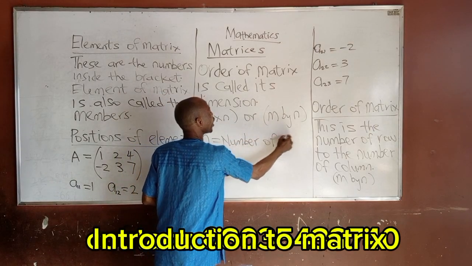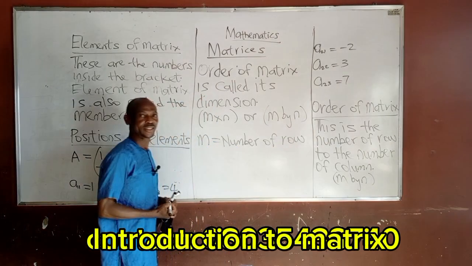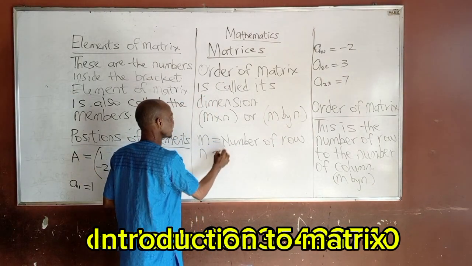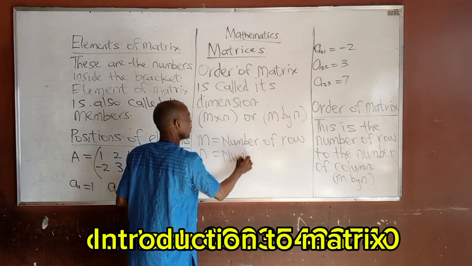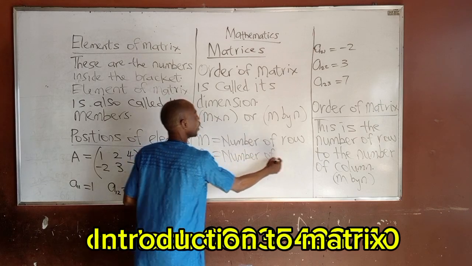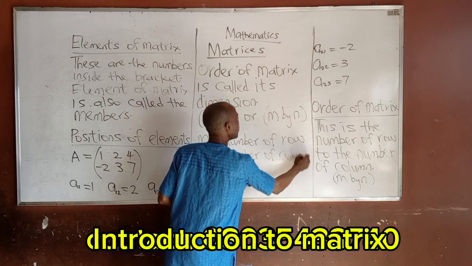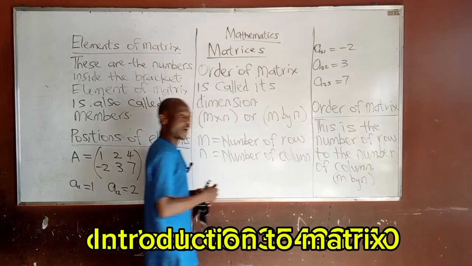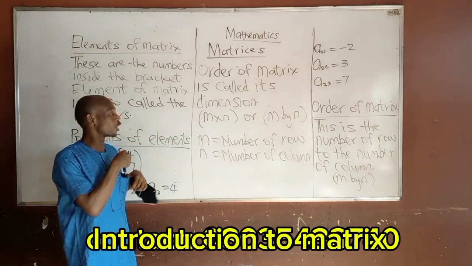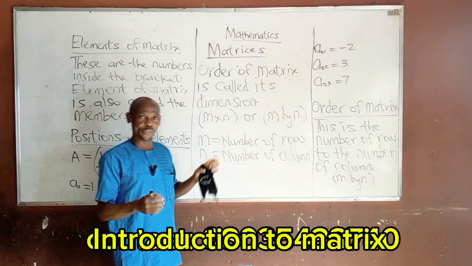The number of what? Row. And our N is what? The number of the column. That gives us what? The order of the matrix.